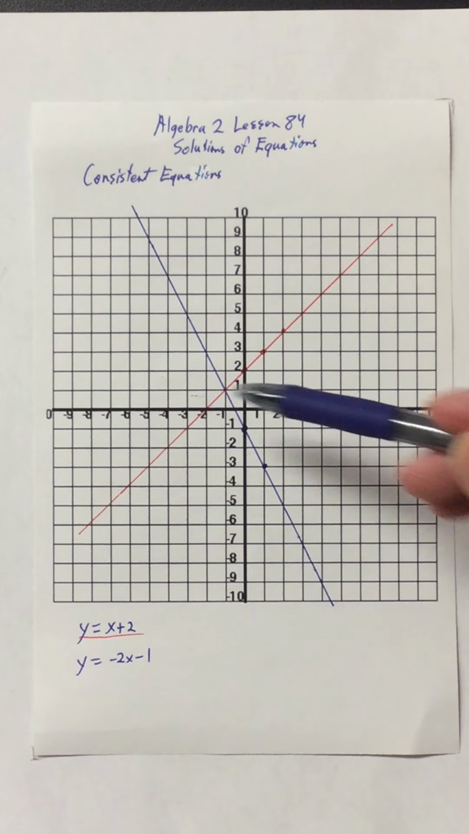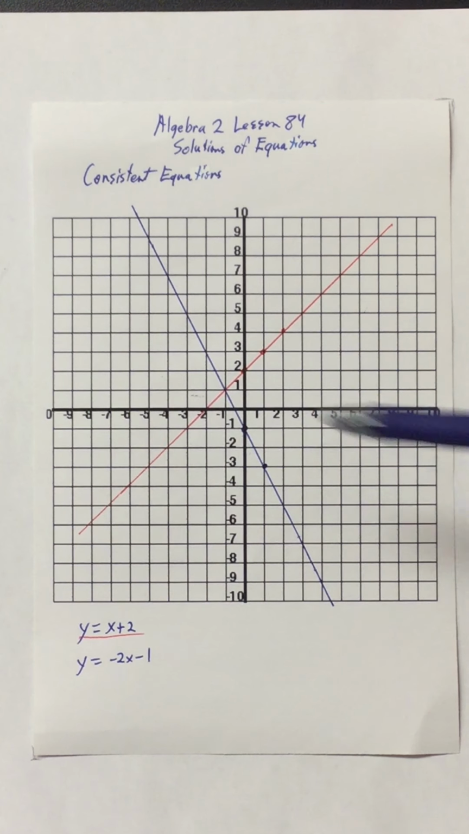Consistent means that if you graph them, they cross, or they have one set of coordinates, one x value and one y value, that they both share. Inconsistent means actually there's no set of coordinates that they both share. And then dependent means that they share all the same coordinates. We actually have two lines right on top of each other. So I'll demonstrate that through the graph and also through the equations here for today's lesson.